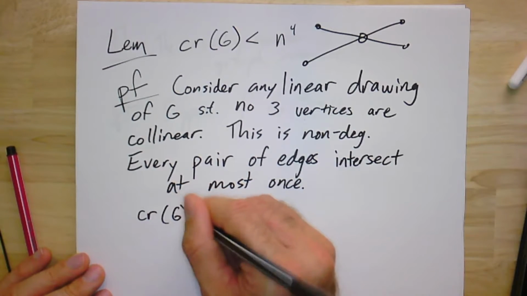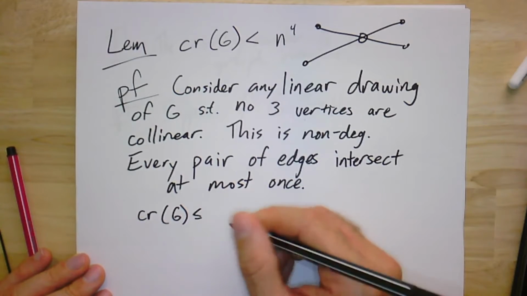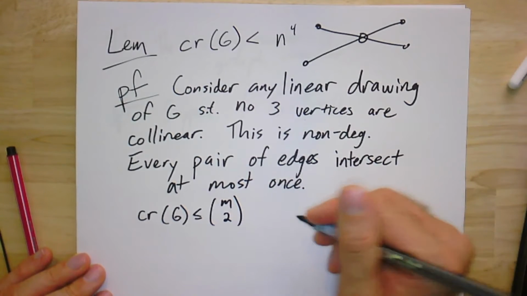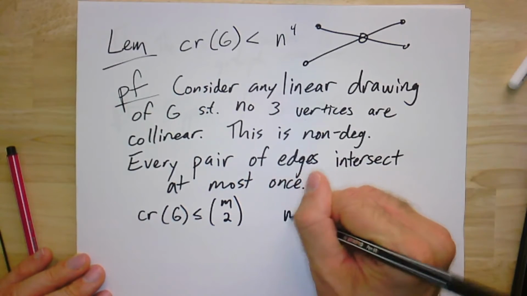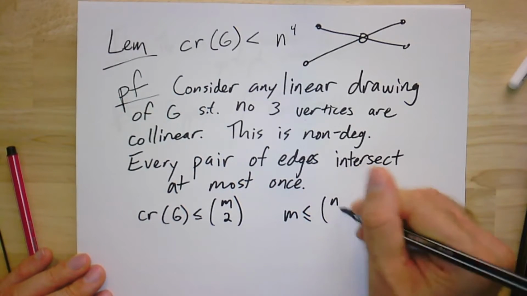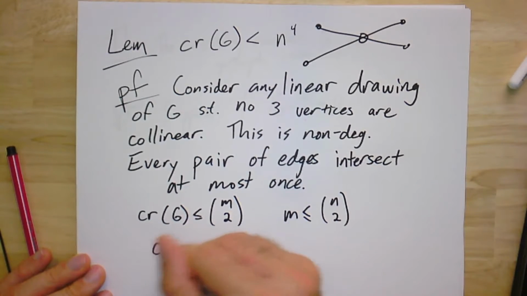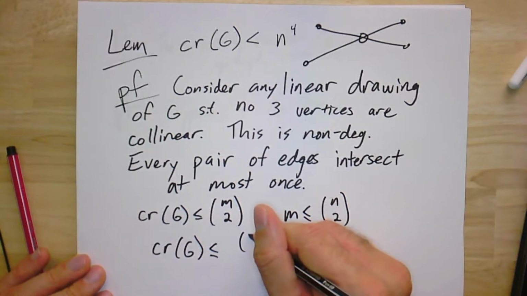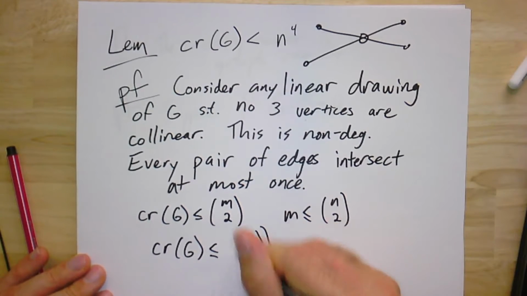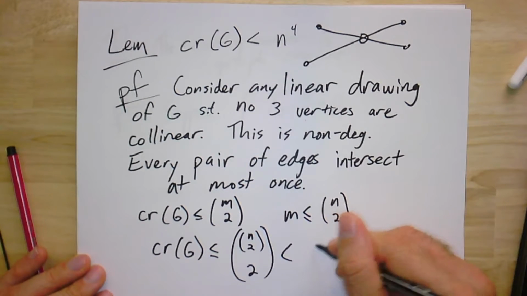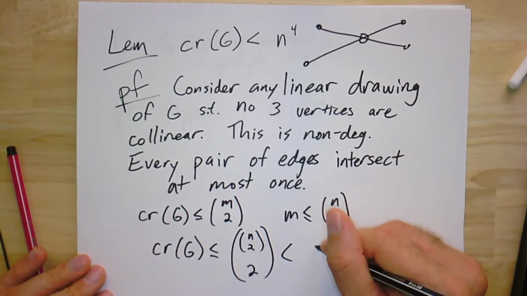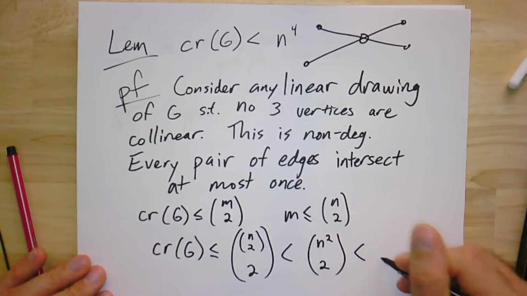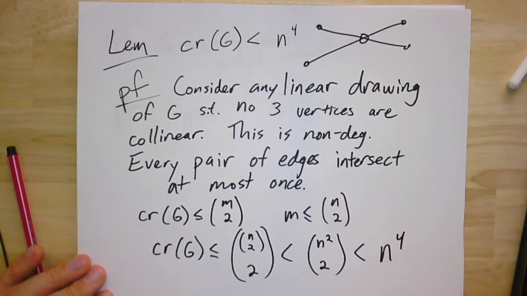So the crossing number of G is less than or equal to M choose 2. And recall that the most edges you could possibly have in a graph is N choose 2. So the crossing number of G is bounded by N choose 2, which is less than N squared choose 2, which is less than N to the 4th.